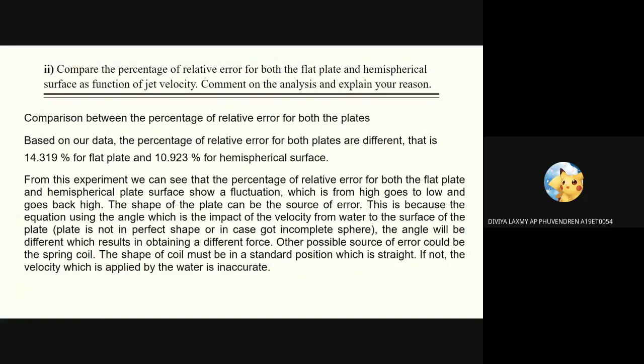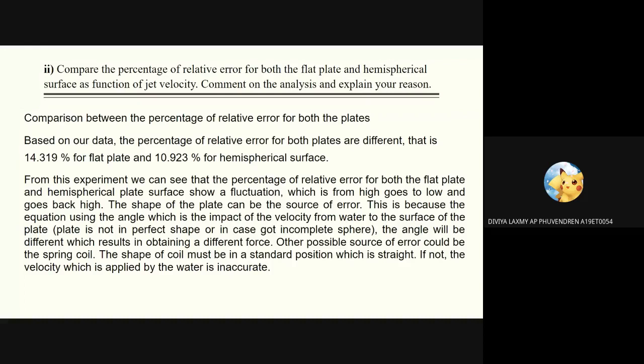Secondly, compare the percentage of relative error for both the flat plate and hemispherical surface as a function of jet velocity. Comment on the analysis and explain your reason. So the comparison between the percentage of relative error for both plates based on our data: the percentage of relative error from both plates are different.